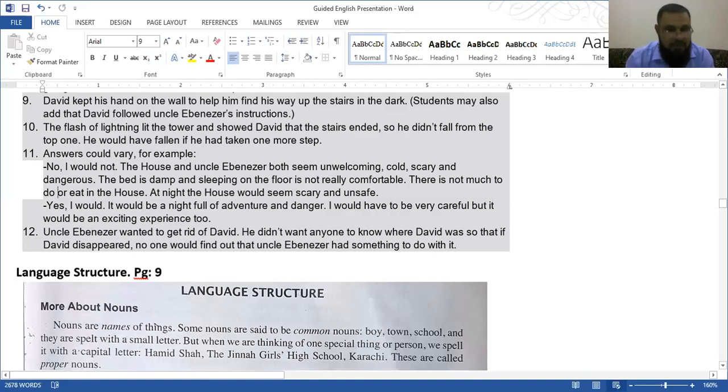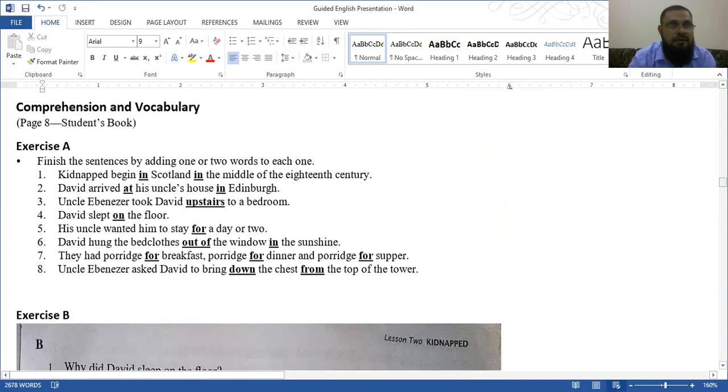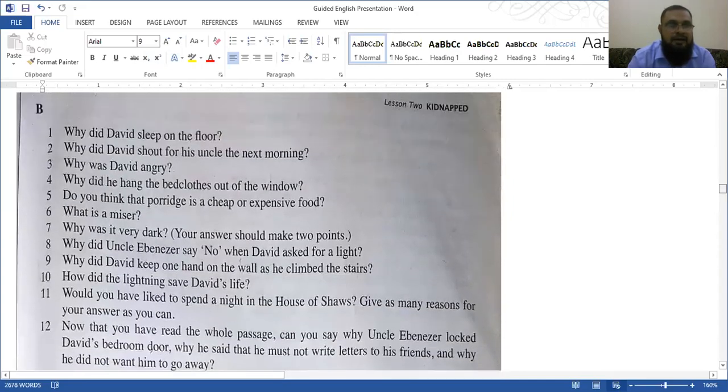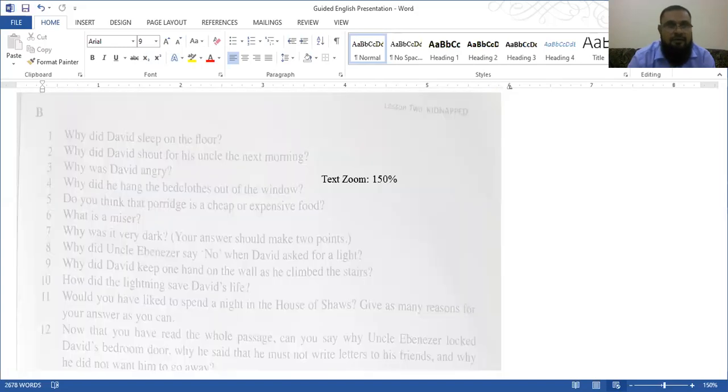What will you do? You will do everything. The comprehension and vocabulary. There are two parts, A and B. You will do them in your notebooks or in your copies. First part is fill in the blanks, and I have shared it with you. I will share it now again. This one. You will write in your copy the 8 sentences only, and then exercise B, find the questions from here.